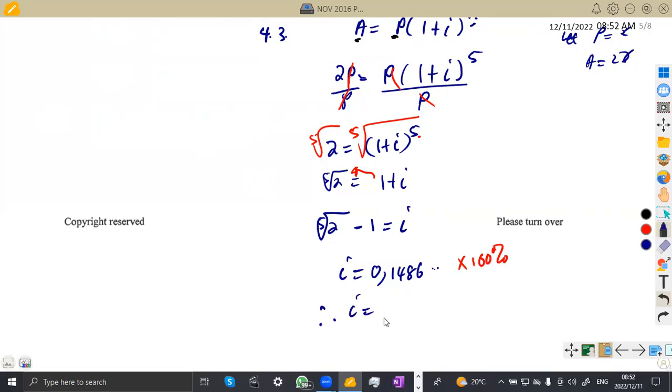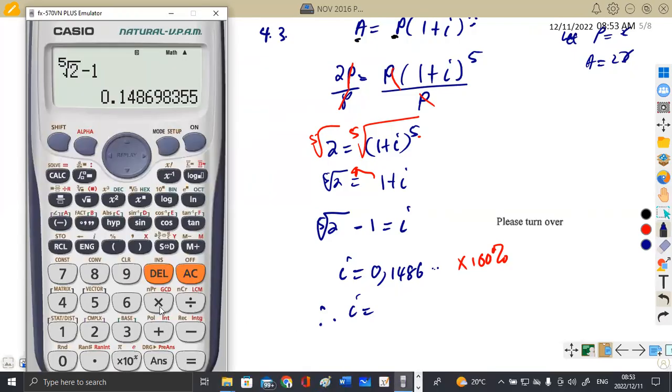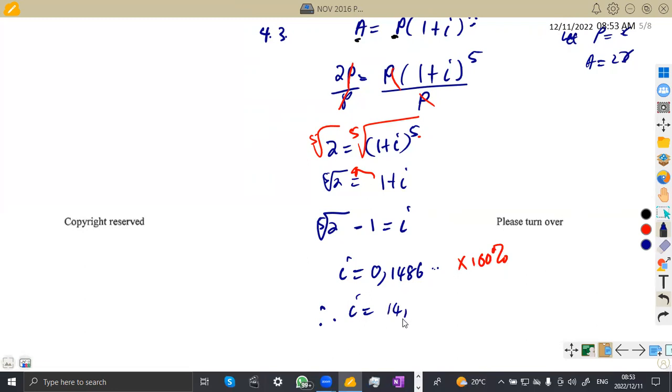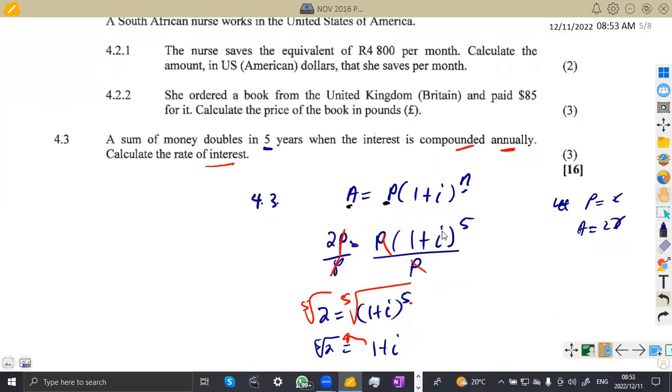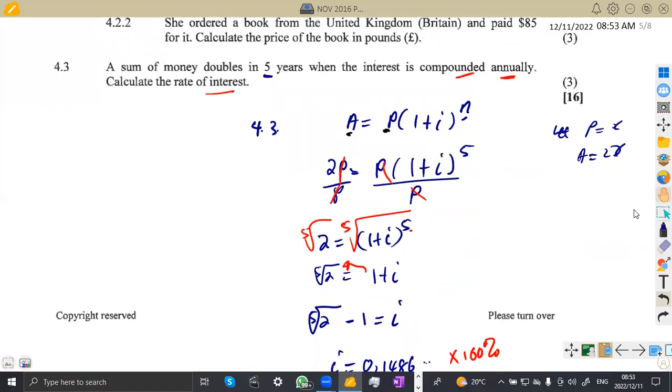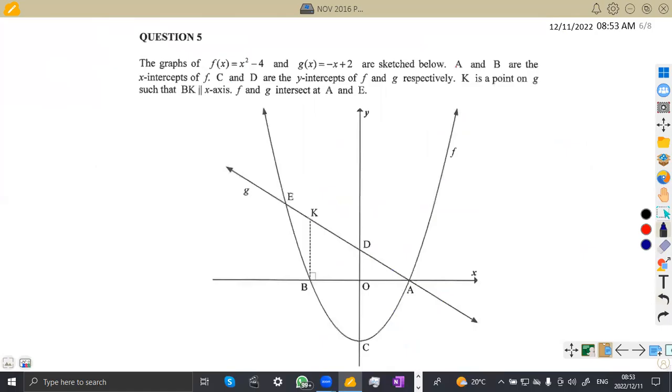So therefore, our interest rate is going to be what? If we multiply by 100%, this is going to be 14.869 and so on, which is 14.87 if we round off. So that's 14.87 to 2 decimal places. And the interest rate is actually paid per year, so it's going to be per annum, per year. So that was question number 4, having a total of 16 marks, which is a lot in an exam, guys.